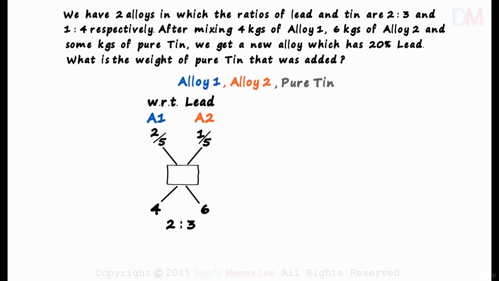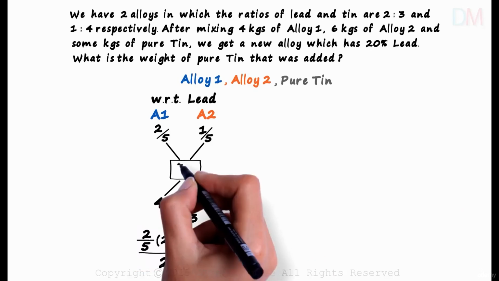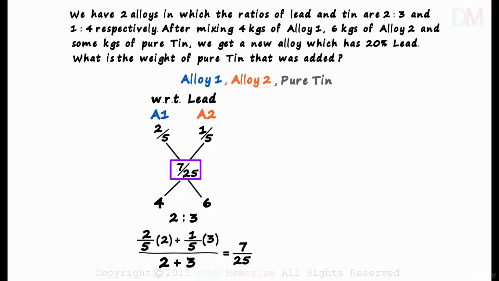So using the weighted average formula, this is what we get. A1N1 plus A2N2 divided by N1 plus N2. Solving this will give us the answer as 7 over 25. That is the resultant average here. That's the lead proportion of the mixture of these two alloys. Now it gets interesting. As all three are mixed, we apply alligation again.